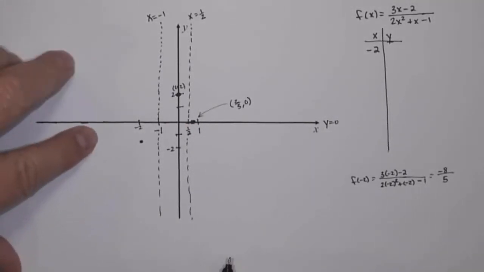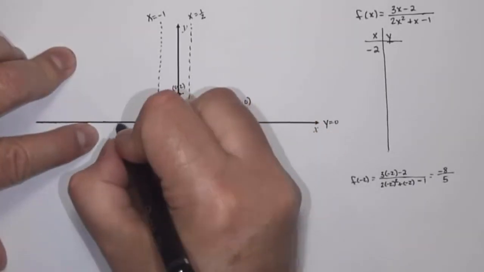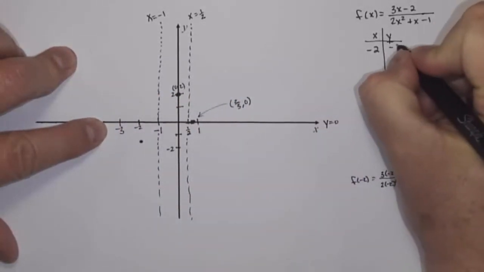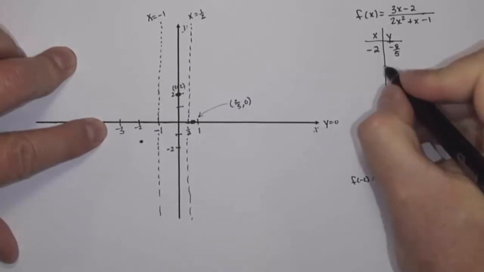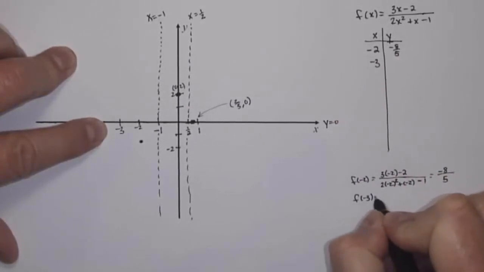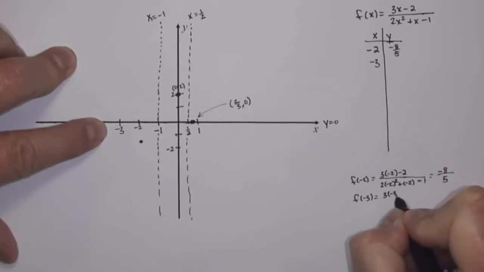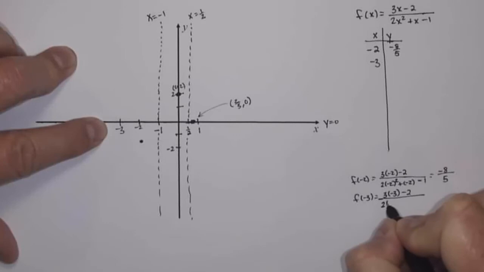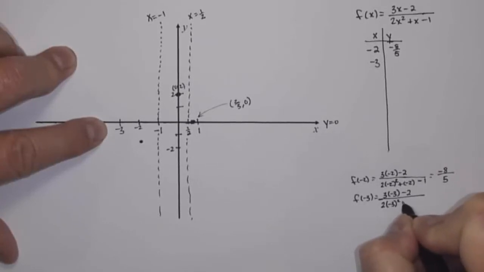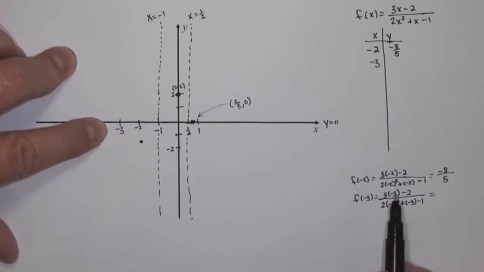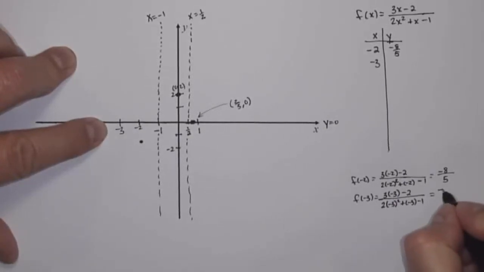And maybe I'll find one other point over here. What if we get -3? Let me write down my -8/5 there, so -3. If I find f of -3, that's going to be (3 times -3 minus 2) over (2 times -3 squared plus -3 minus 1). So 3 times -3 is -9, minus 2 is -11.